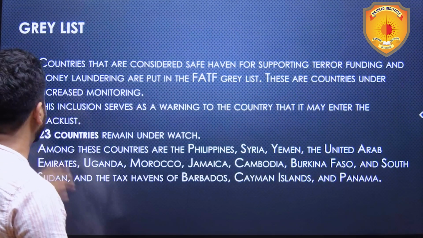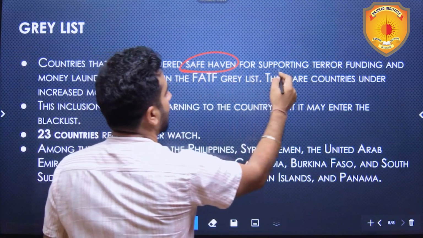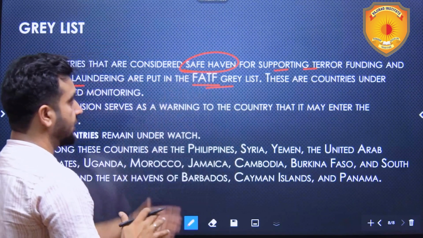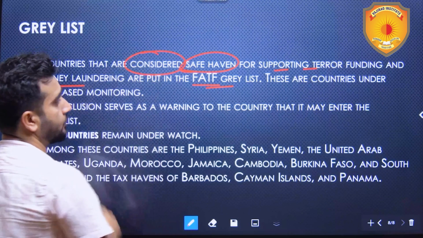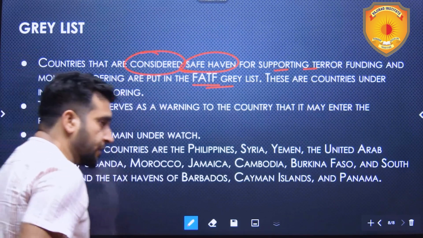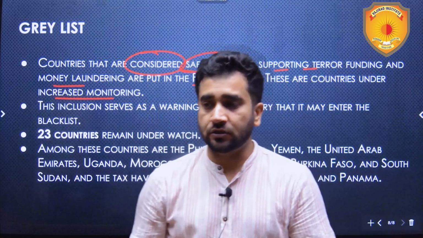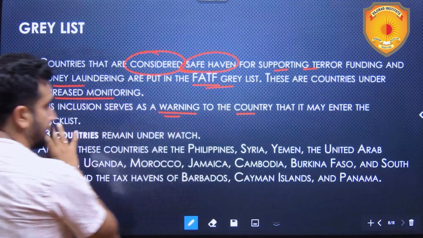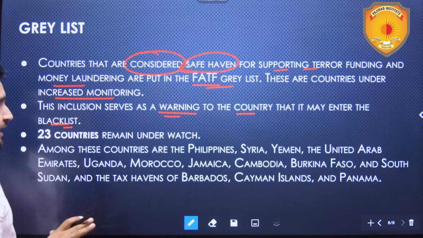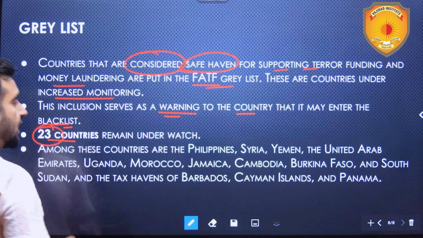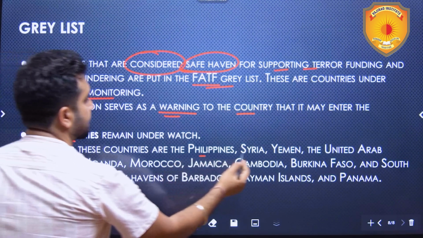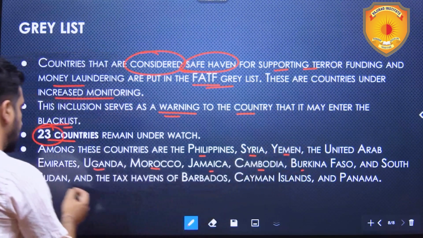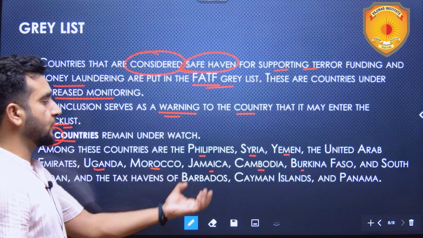Now, what is a grey list? Countries that are considered safe havens for supporting terror funding and money laundering are put in the FATF grey list. That is, they are considered so, not proven. These are countries under increased monitoring, and a kind of warning is issued to them. Their inclusion serves as a warning that they may enter the blacklist also. Presently, around 23 countries remain under watch: Philippines, Syria, Yemen, UAE, Uganda, Morocco, Jamaica, Cambodia, Burkina Faso, South Sudan, and the tax havens of Barbados, Cayman Islands and Panama.